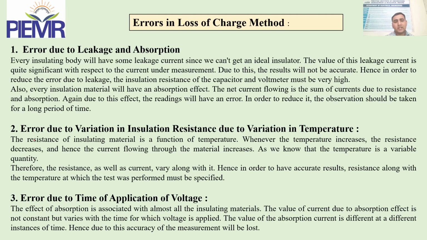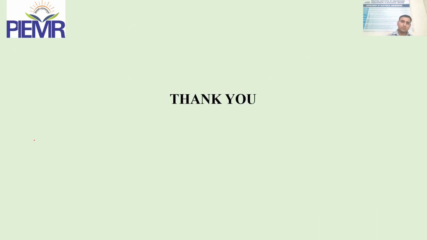The third is error due to the time of application of voltage. As I say, due to the absorption effect, almost all insulation materials carry some leakage current. Due to this absorption current, the time for which the voltage is applied matters, and it is not constant. The value of absorption current is different at different instants of time, so the accuracy of measurement will be lost.